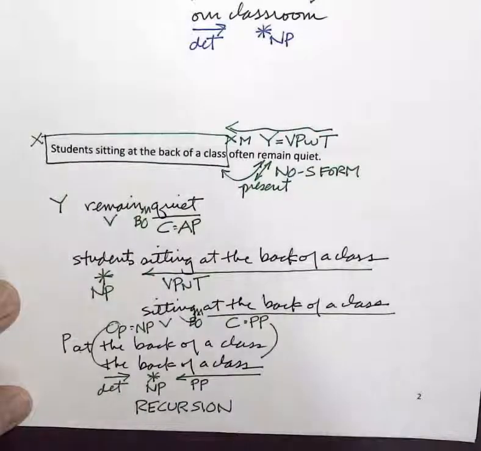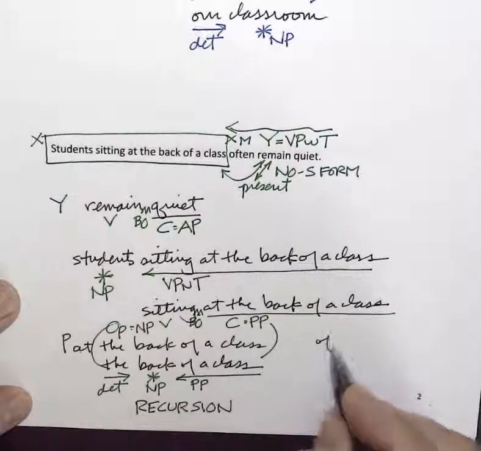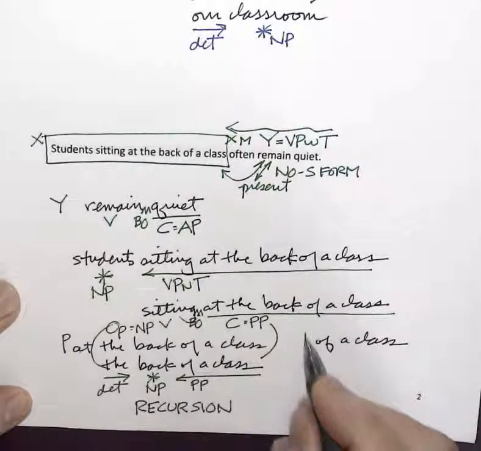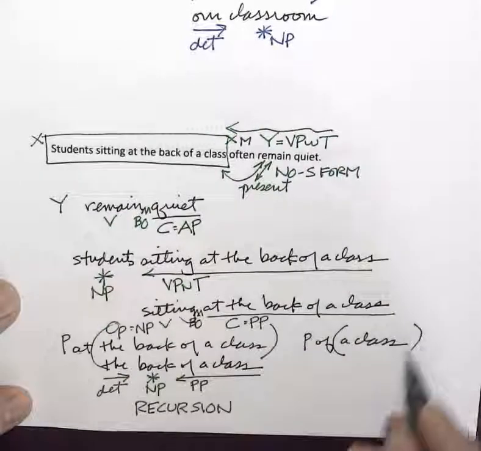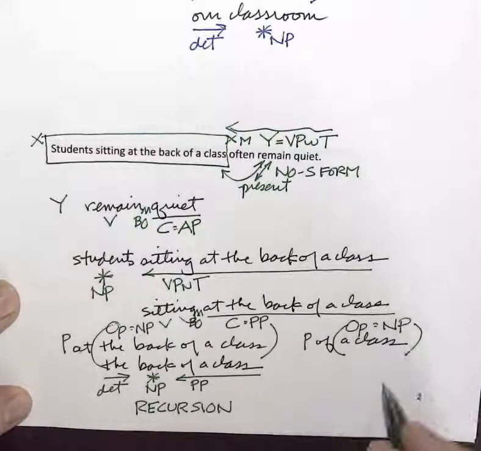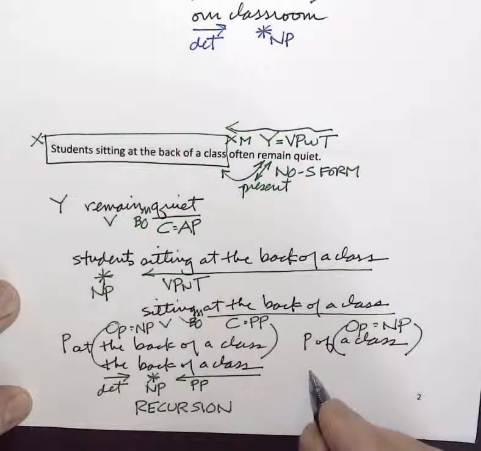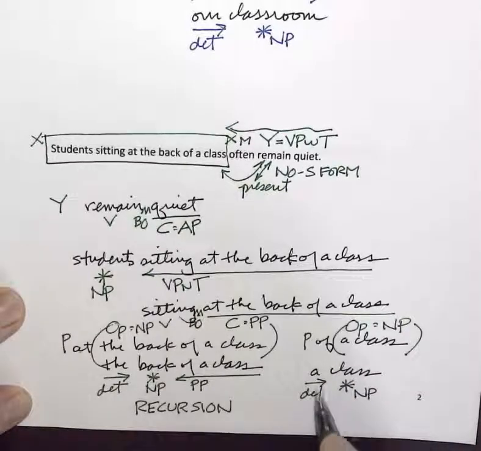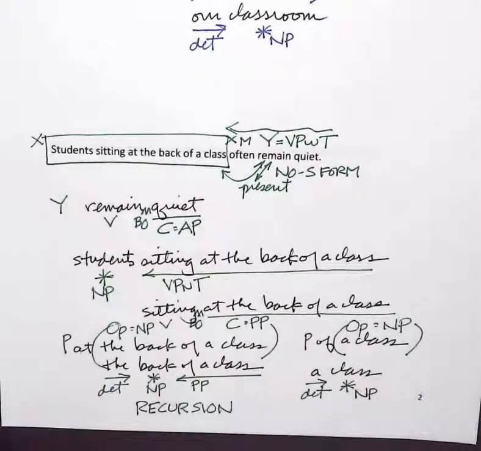But we're not done. We need to rewrite this modifier, of a class, and of is the preposition. A class is the object of the preposition. It's a noun phrase. And a class, once more, class is the head, and a is a determiner. Please stop the video, analyze the next sentence down to each word, and when you're ready, come back.